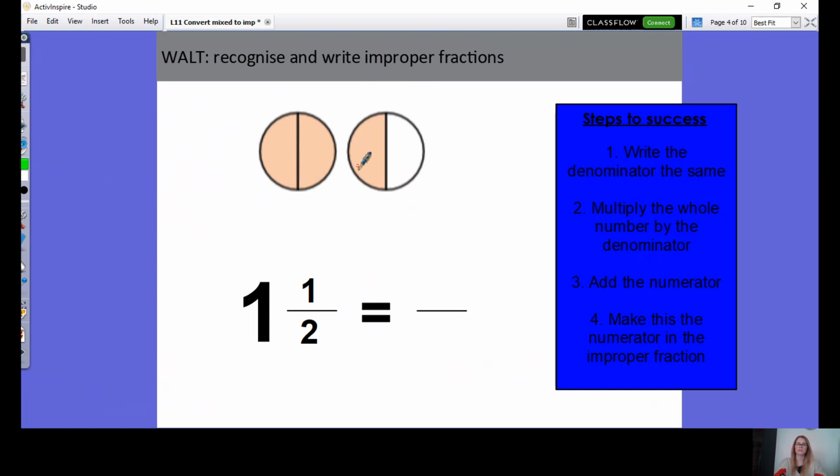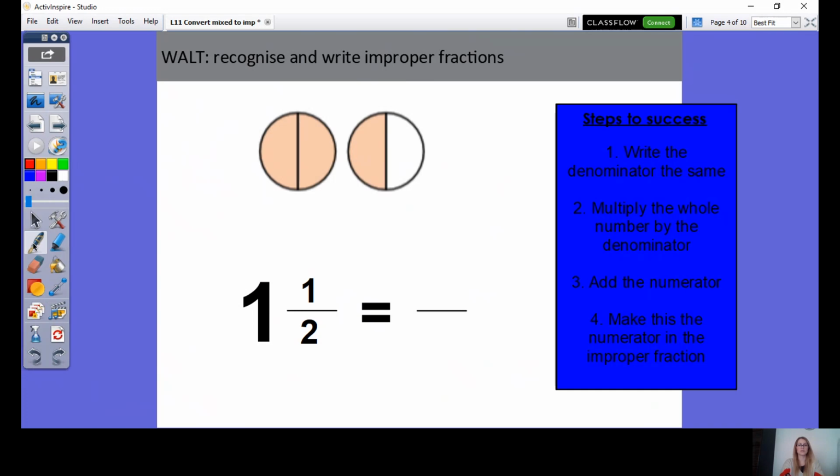So we should be really clear on that now because we've already been learning that. So we're going to look now at how we can change this into an improper fraction. We're going to use the pictures, as I said, to help us, but we're going to be looking at how we can calculate it using our steps to success.